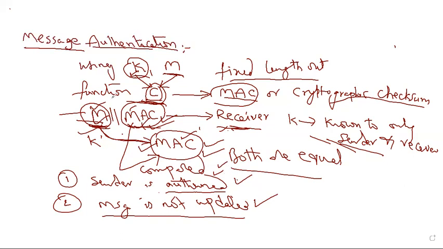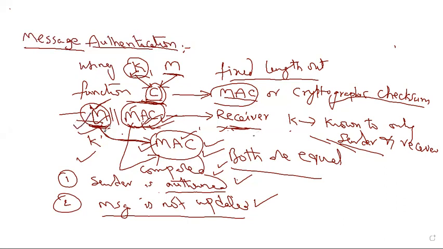Then I'll show you how we can show this concept block diagram wise. But here, in the first, simplest scenario, the sender is sending the message along with the MAC code to the receiver, right? The sender is sending the plain text message along with the MAC code to the receiver.